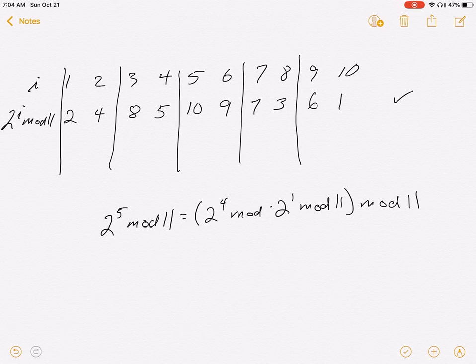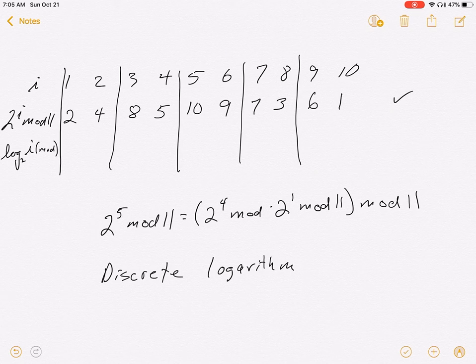And now I want to talk about the concept of discrete logarithms. We can use this table to calculate the discrete logarithm base 2 of all possible values less than 11, all mod 11. Okay, so the way this will look is we're going to take the log base 2 of i, with respect to the modulus of 11.